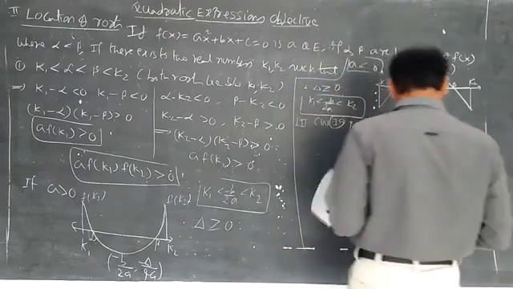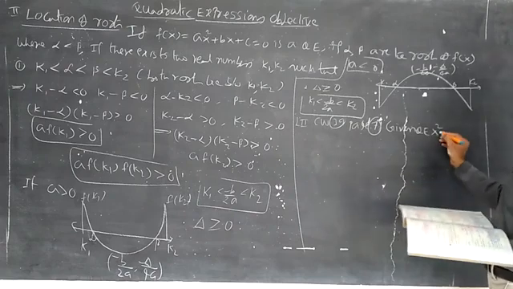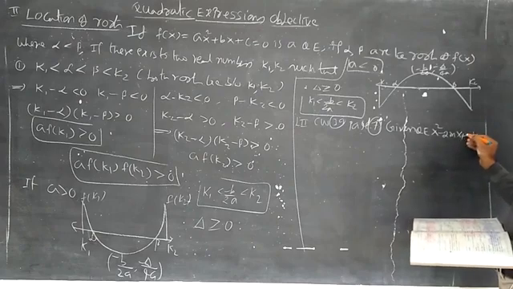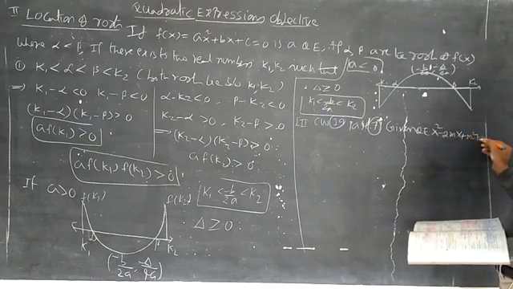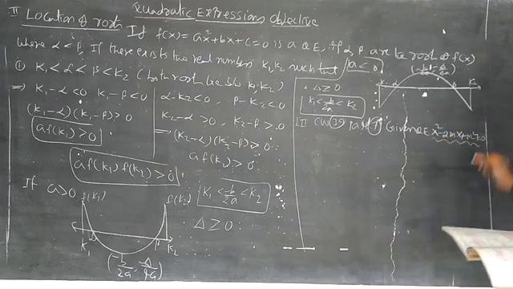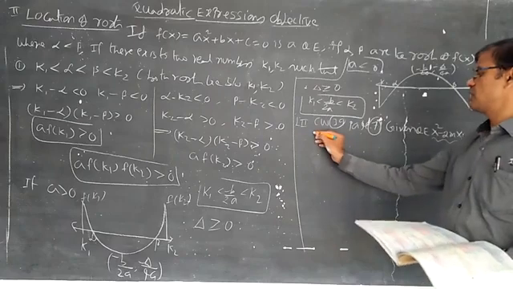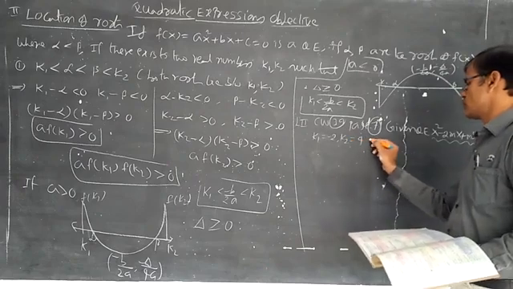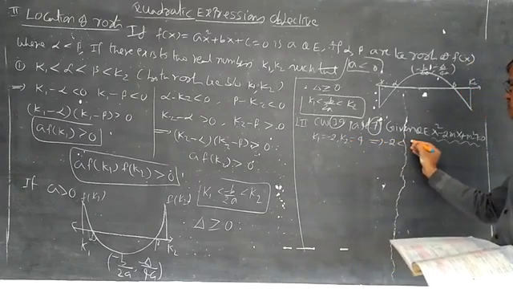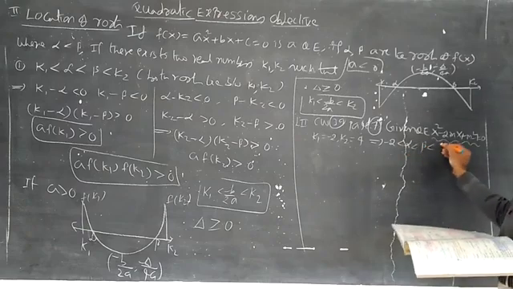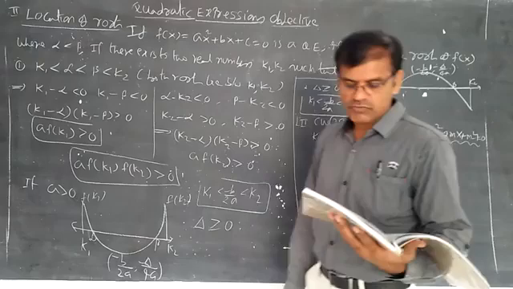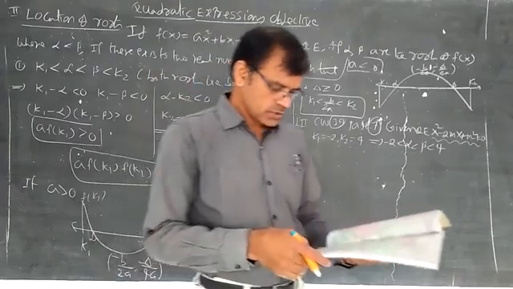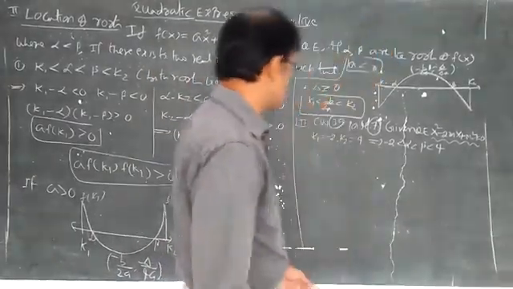Given the quadratic equation x square minus 2mx plus m square minus 1 equal to 0. Here k1 is minus 2 and k2 is 4. That implies the condition is minus 2 less than alpha less than beta less than 4. Read the question: all the values of m for which both roots of this equation are greater than minus 2 but less than 4. So that condition is minus 2 less than alpha less than beta less than 4.